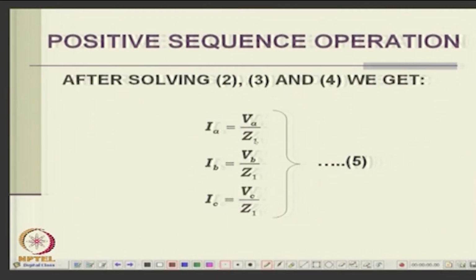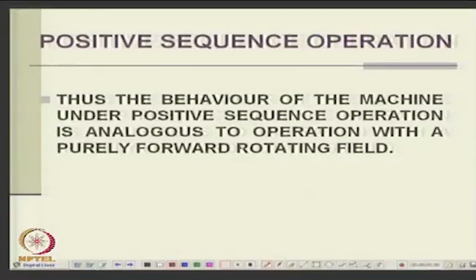So, IA will be VA by Z1, IB will be VB by Z1, IC will be VC by Z1. In positive sequence, VA, VB, VC are the voltages across each of the phases and IA, IB, IC will be the currents. So, in positive sequence this will be the relation, Z1 being the impedance. So, the behavior of the machine under positive sequence is analogous to operation with a purely forward rotating field.